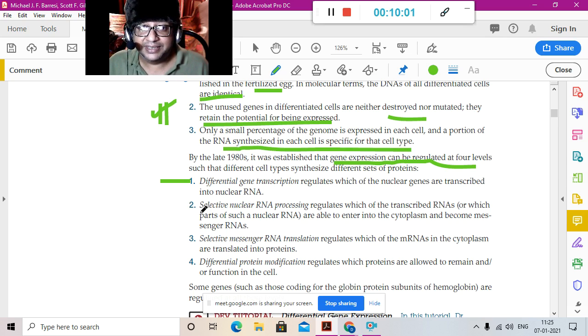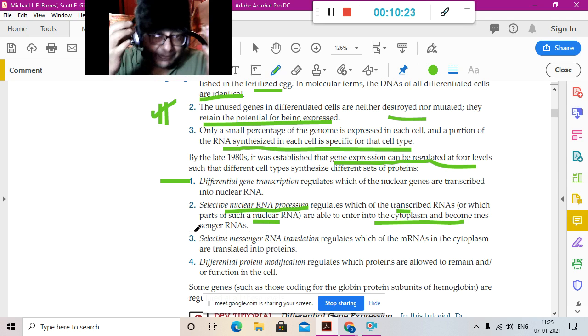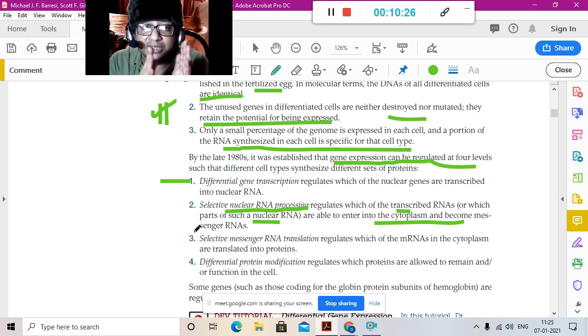Next is selective nuclear RNA processing. This nuclear RNA, some are processed, some are not processed. This regulates which of the transcribed RNA, or which part of nuclear RNA, is able to enter into the cytoplasm and become messenger RNA. Last day I explained something about splicing. There is a type of splicing where a particular part of the transcript is spliced out, so that it doesn't go to the cytoplasm to be translated into protein.